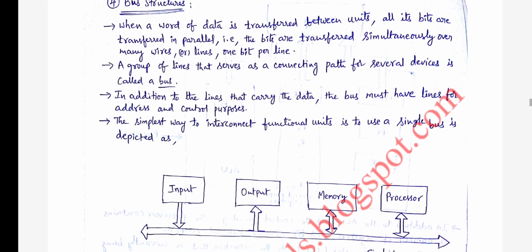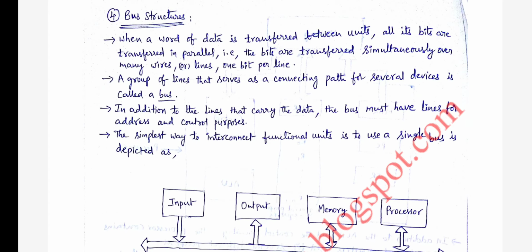Next, bus structure. When a word of data is transferred between units, it may be transferred from MAR (memory address register), MDR (memory buffer data register), ALU, or control unit. So we need to transfer the data between units. All of its bits are transferred in parallel. The bits are transferred simultaneously over many wires or lines, 1 bit per line.